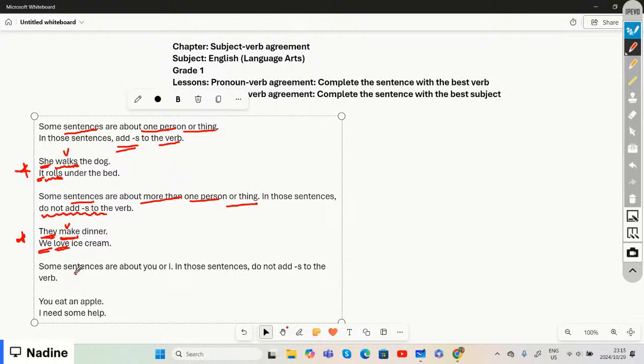And in some of our sentences, if our sentence is about you doing something or I doing something, then it means that we don't add an s to our verb. An example is: you eat an apple. It's almost like I'm referring to you. What do you do? Eat. That's our verb. So we don't say eats, we just say you eat an apple.